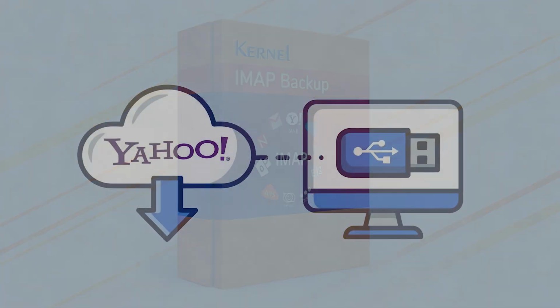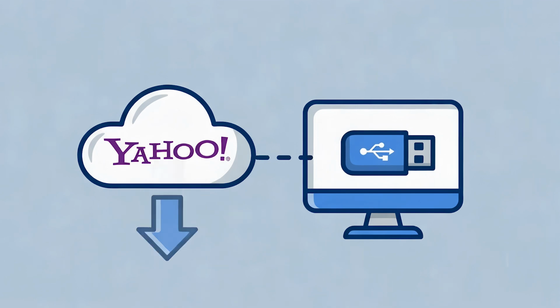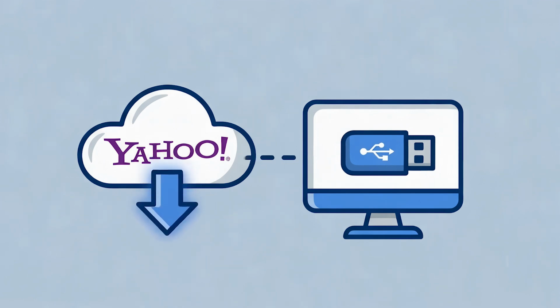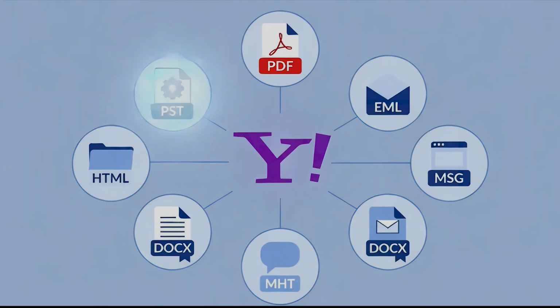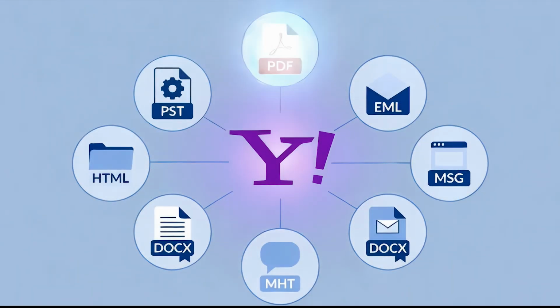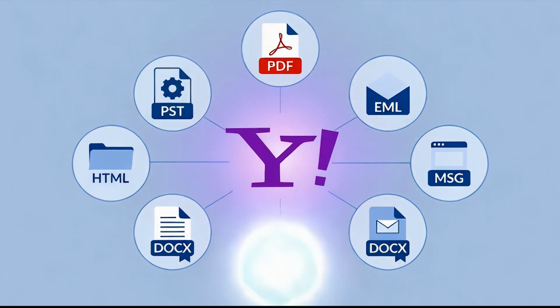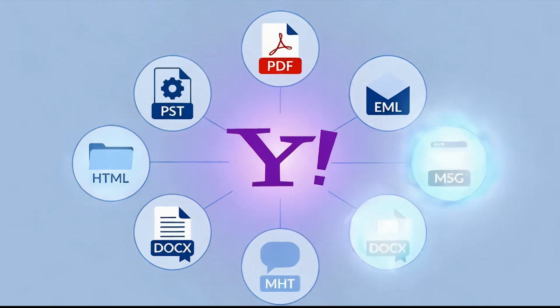This tool helps users download and save bulk Yahoo mailbox data to local storage devices like PC, hard drive, USB drive, or NAS storage. The software exports Yahoo emails into PST, PDF, EML, MSG, DOC, DOCX, HTML, and MHT formats.